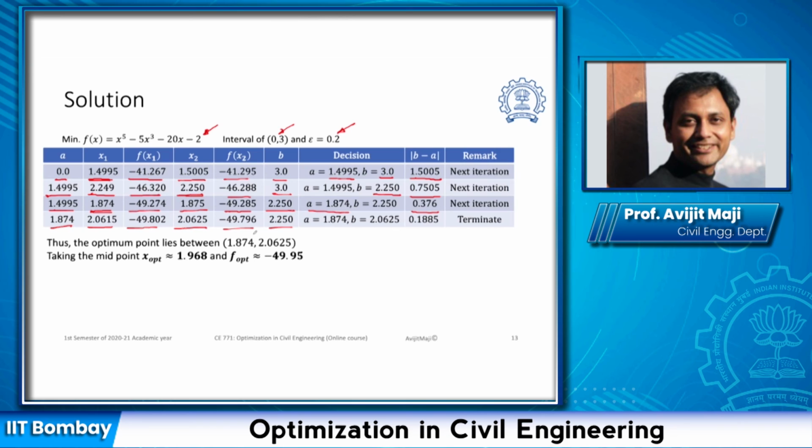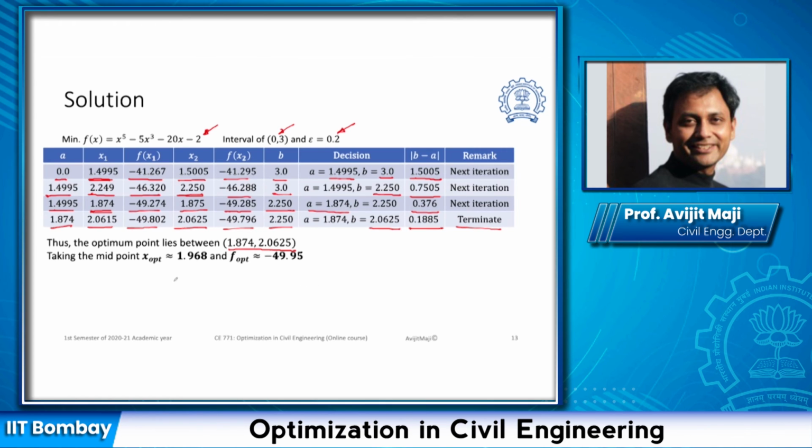Comparing the function values, we can say that we need to move the upper boundary to this new point 2.0625, and once we estimate the length of the interval, we find that it is less than the precision we want to achieve. So we are terminating and reporting the new boundary as my optimum point location, where it is going to lie.